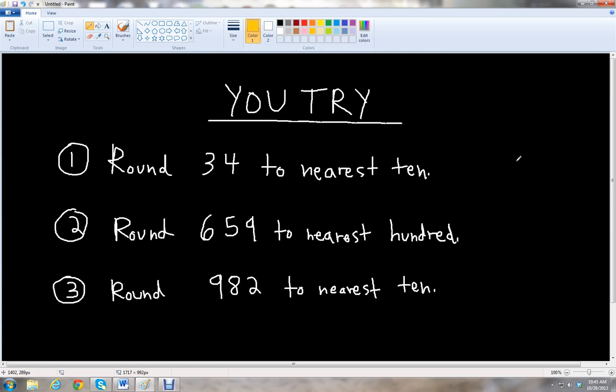Okay, so let's go over the answers. The first problem asks us to round 34 to the nearest 10. So we have 3, 4. And the 10 spot is the 3, so we underline the 3. And we look at the digit to the right, which is 4. It's a 4 or less. So we're going to keep the 3 the same. And then the 4 becomes a 0. So 34 rounded to the nearest 10 is 30.